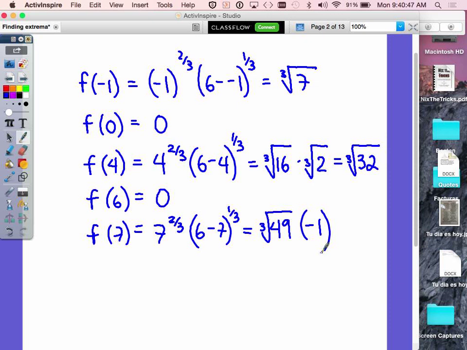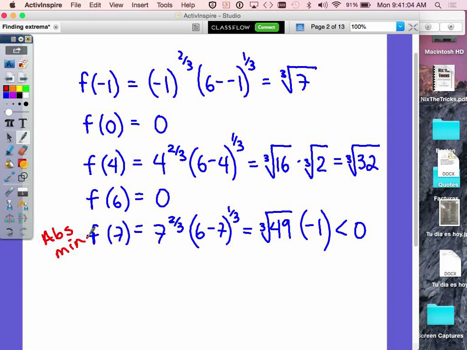I can see that the first 4 of these are all positive, and the last one is negative. And so therefore, it's clear that f at 7 is my absolute minimum. So I'll just label that over here so that I don't forget. That's my absolute minimum right there.